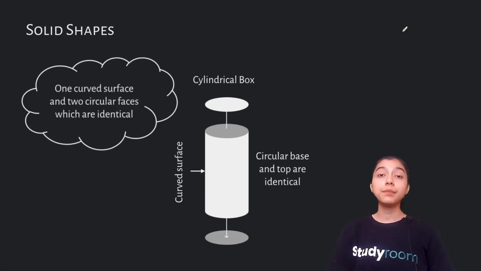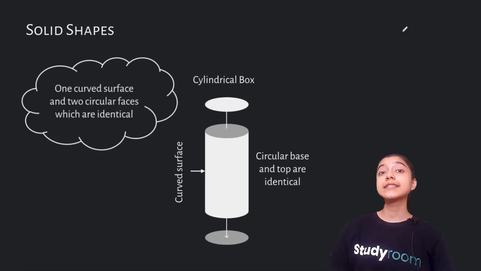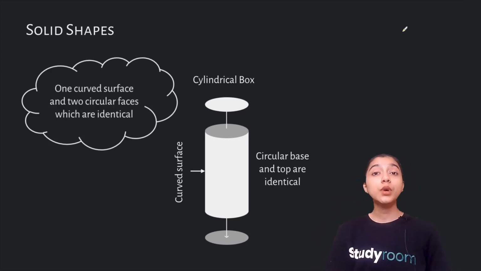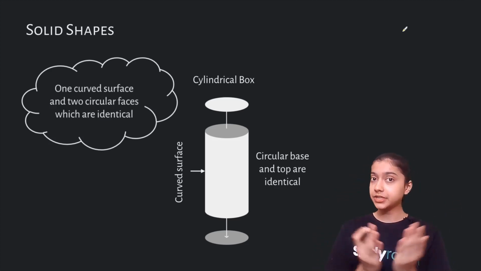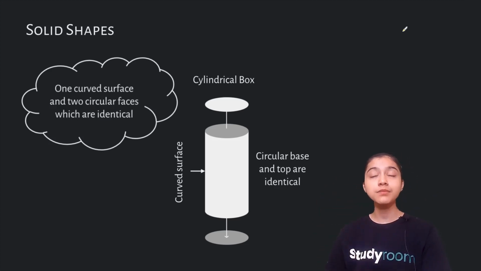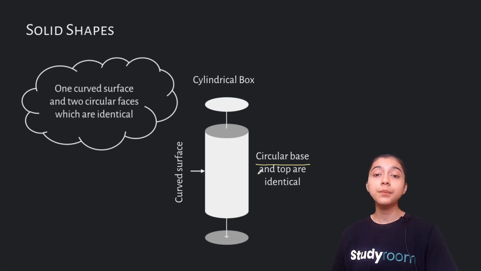Now we'll talk about the cylinder. A cylinder is also a solid shape which consists of a curved surface and 2 identical circular faces, one on the top and the other on the bottom. So when we have a curved surface and then 2 identical circular faces, one on the top, the other on the bottom, that results in the formation of a cylinder. The most important point in a cylinder is that the top and the bottom faces should be circular and identical. The circular bases at top and bottom are identical.